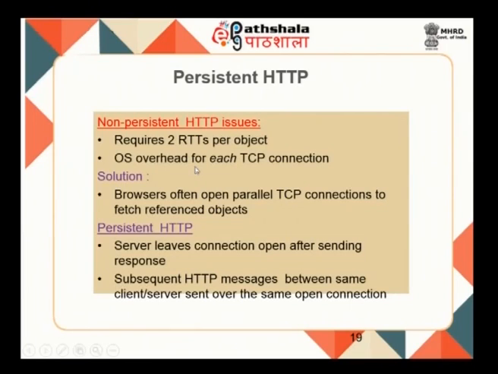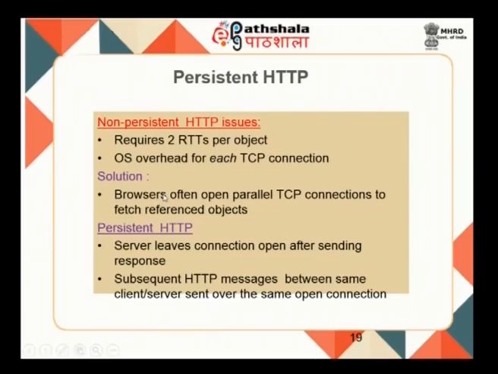So, in the previous example that we saw, if we had 11 objects, what would happen is that it will take 11 into 3, so 33 RTTs plus the transmit times for the entire page to be retrieved from the server. So, the major problem that we have with non-persistent HTTP is this additional overhead that we have for each TCP connection. Now, what we also have to understand is that there is also an operating system overhead for a TCP connection, because for every TCP connection that is opened and closed, there will be some amount of processing that needs to be done from the operating system point of view.